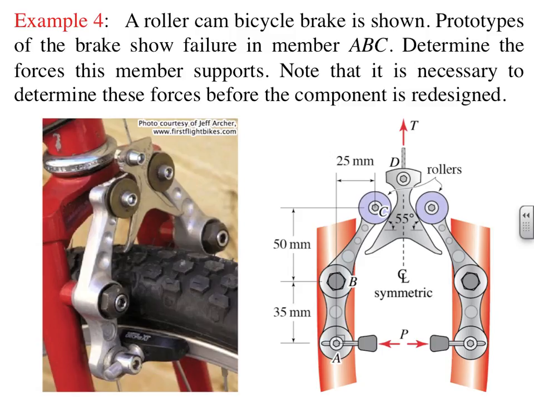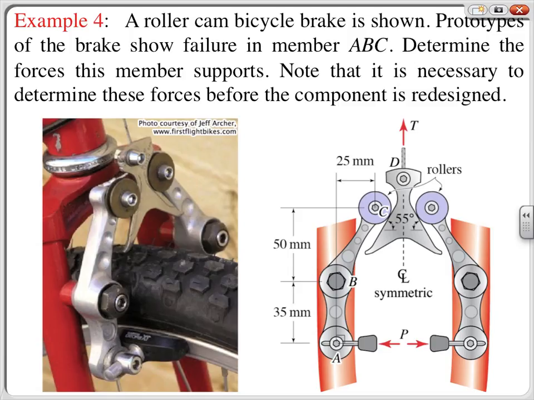As an engineer, your job might be to figure out why the prototype is failing and make suggested design modifications to make a more robust component. We can get a basic idea of the functionality from both the schematic and the perspective view shown in this slide. As the rider squeezes the brake handle, the cable at D is pulled upward.